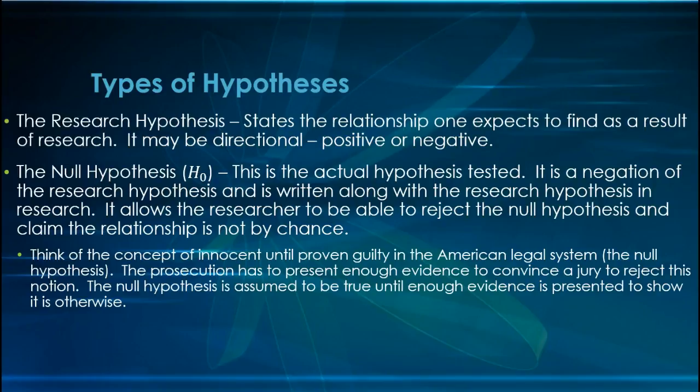So a good way to think about this is our American legal system, where we say that we are innocent until proven guilty. So the prosecution has to present enough evidence to convince a jury to reject the notion of our innocence. So the null hypothesis is assumed to be true until enough evidence is presented to show that it is not true. So we'll talk more about this, and if you don't get this right at the beginning, it's okay. It's kind of a confusing concept, but it is very important that we look at the null hypothesis, because that is actually what we will be testing.